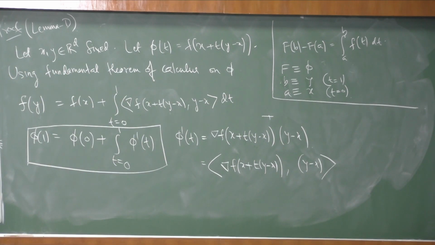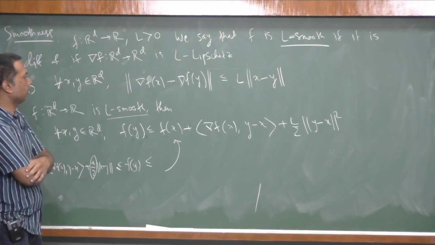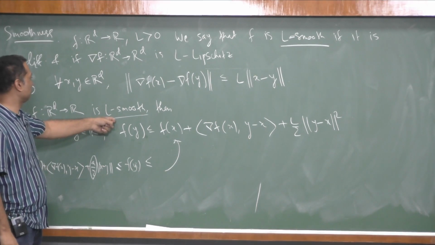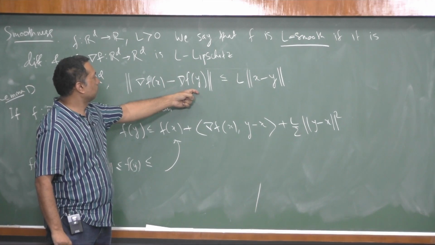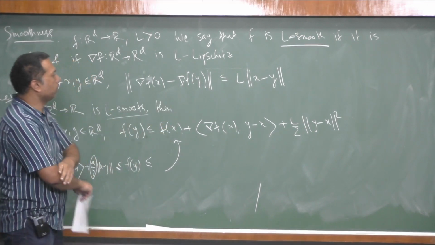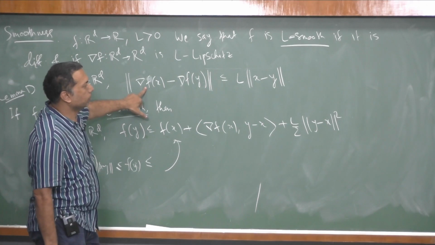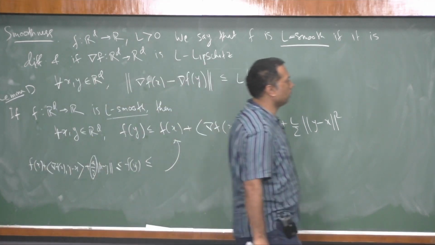So this is what we did, right? We are supposed to prove this: f(y) is less than or equal to f(x) plus something, okay? So we have to go there. And f is given to be L-smooth, meaning this thing holds: the norm of grad f(x) minus grad f(y) is bounded by L times the norm of x minus y. So the way we may get this, it seems like we may first have an inequality.